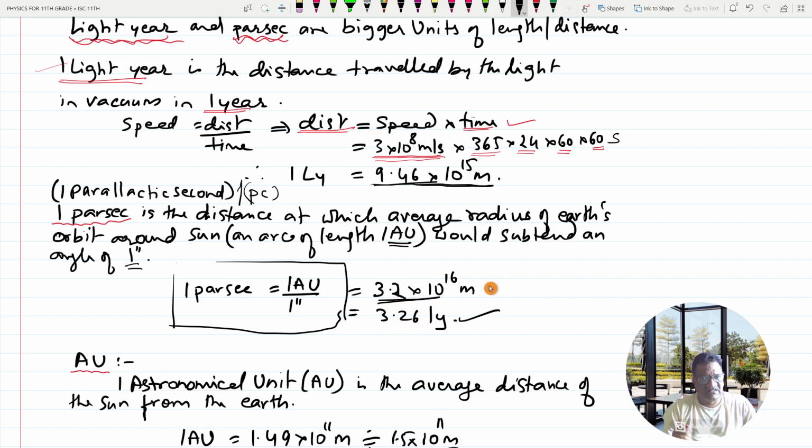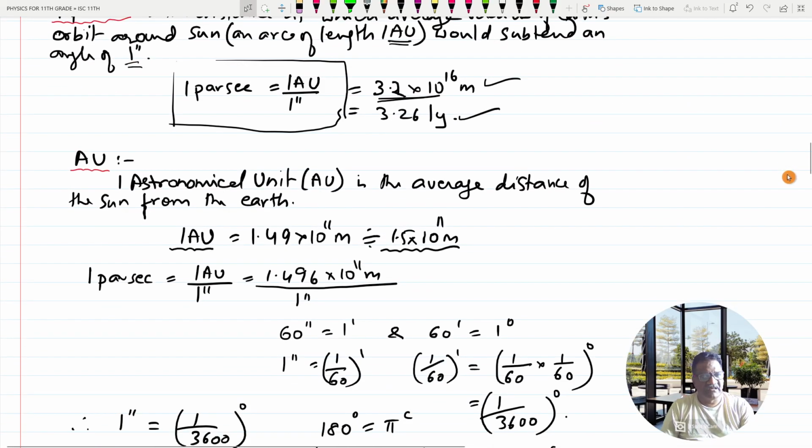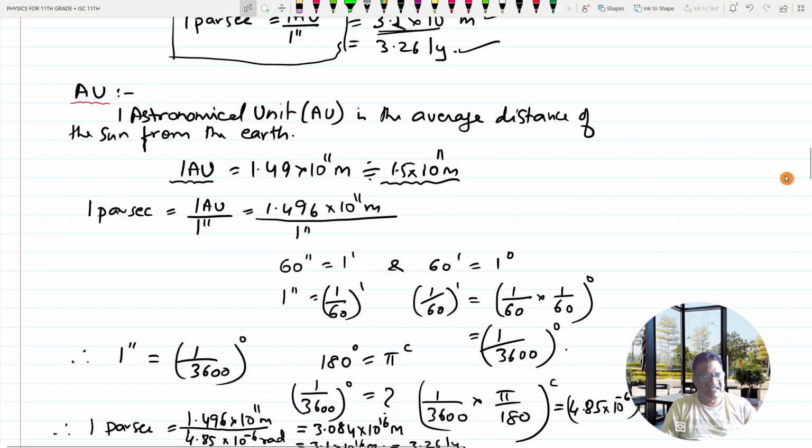These are the two relationships between parsec and the meter, and parsec and the light year, which I'll be coming to before the end of today's session. So just remember this. This is just to tell you that parsec is nothing but a bigger unit of length or distance. Now there's one more bigger unit which is known as AU. AU stands for astronomical unit.